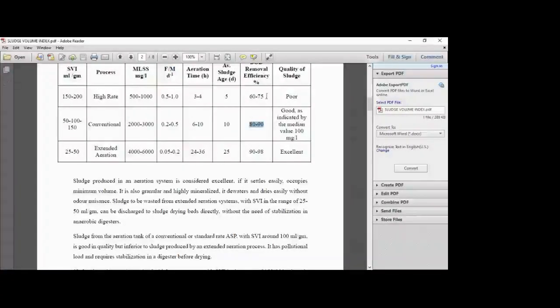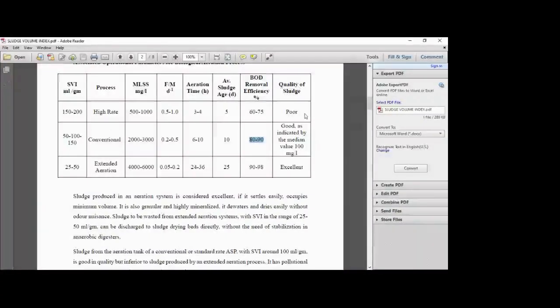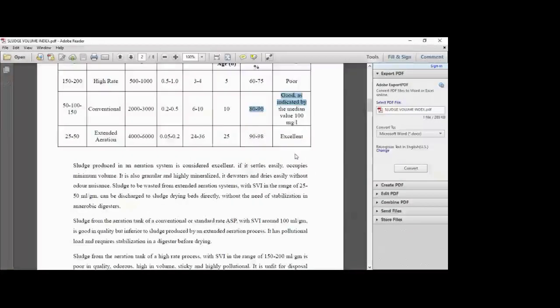And here you can see earlier it was 60 to 75%, but now that the food to microorganisms ratio got reduced from this value to this value, see the BOD removal efficiency has increased, right? Particularly here we were telling that the quality of the sludge is poor, but at this particular stage it is not poor and not excellent, but it is good quality sludge, right? So normally in conventional STPs you get this SVI value in the range of 50 to 150, which suggests that the quality of the sludge that is going to get generated is comparatively good, and the BOD removal efficiency is 80 to 90%.